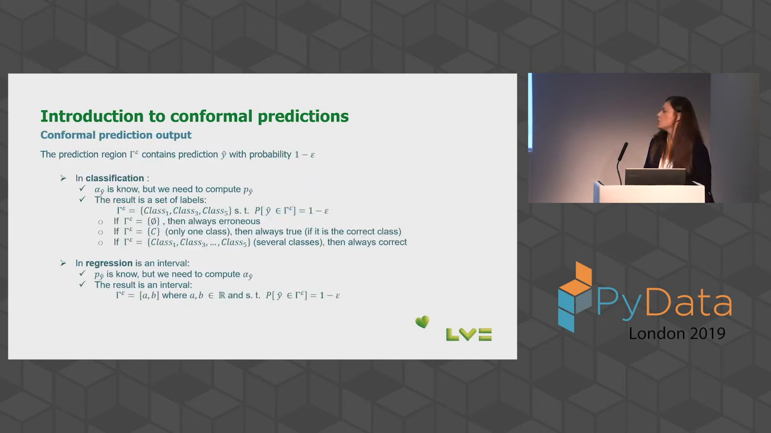What do you get after doing this? You get something called a prediction region, and you can prove that it will contain the truth with probability 1 minus epsilon. If you are solving a classification problem, you will get a set of labels. This set of labels can be empty. If it is empty, then you will always make the wrong answer, so don't trust your classifier then. If it has only one class, it should always be true, of course, and if you have more than one, you will always be right. On the other hand, if you are solving a regression problem, as a result you will have a real interval that is going to contain the true answer with probability 1 minus epsilon.